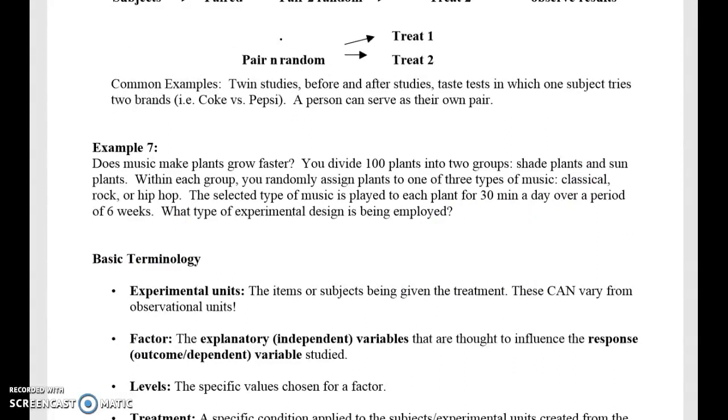Okay, here in example 7, we're dividing plants into two groups. So we have shade plants and we have sun plants. And then within each group, we're going to assign them to one of 3 types: classical, rock, and hip-hop music. We're going to play that to each plant for 30 minutes a day. So we are doing an experiment because we are doing something to the plants.